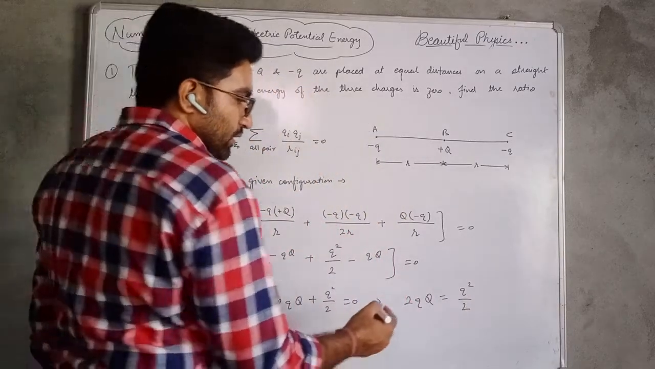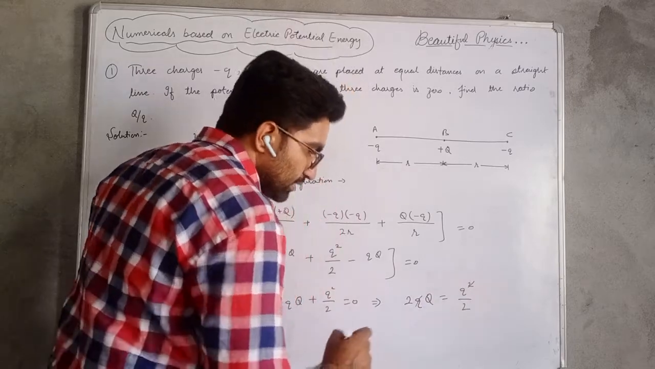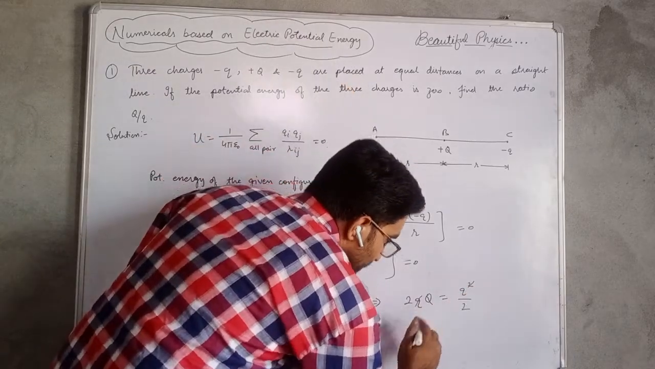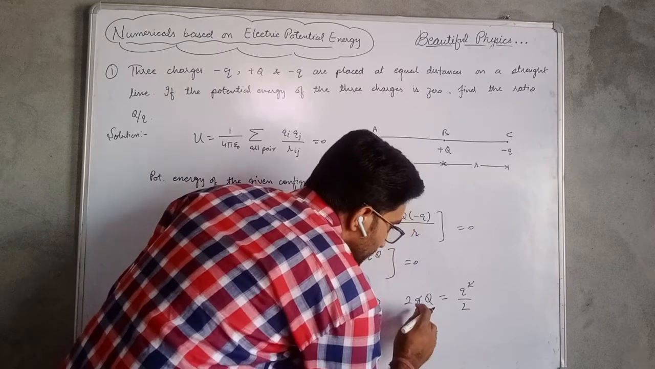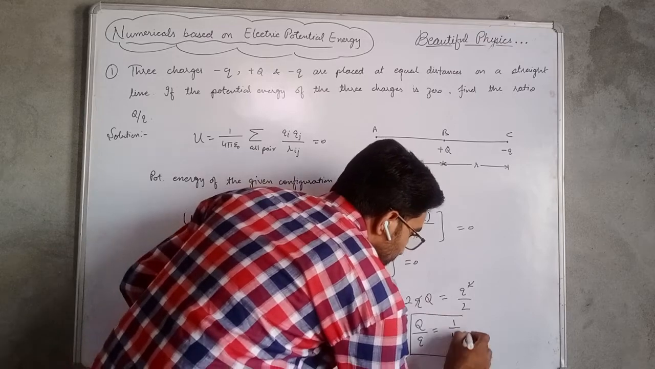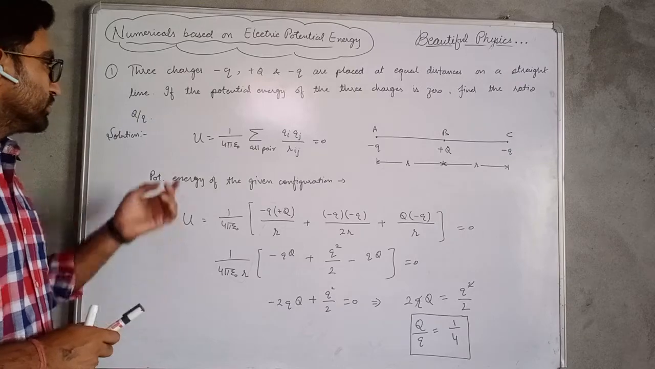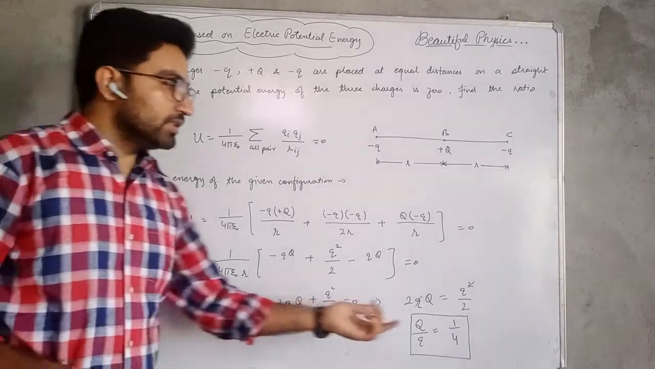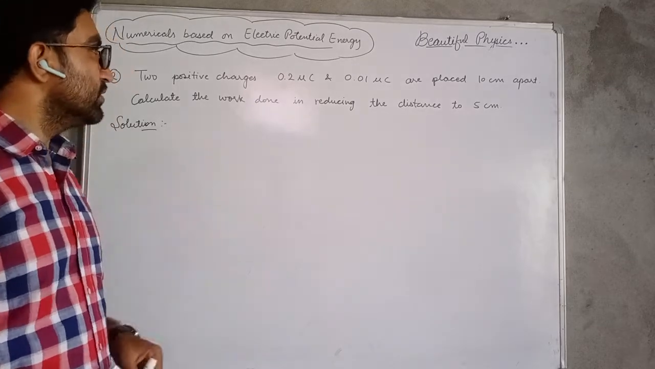Okay, from there one q can be cancelled, and cross multiplying, we have capital Q upon small q equal to 1 by 4. Okay, this is the result of our question, that the ratio of capital Q by small q is equal to 1 by 4. Let's move towards the next numerical.